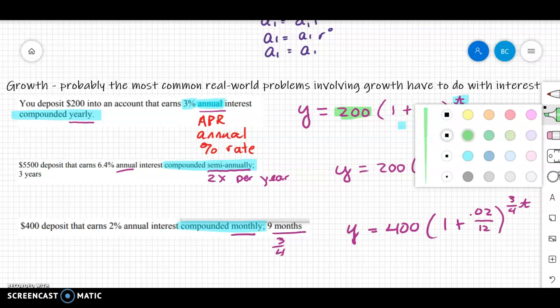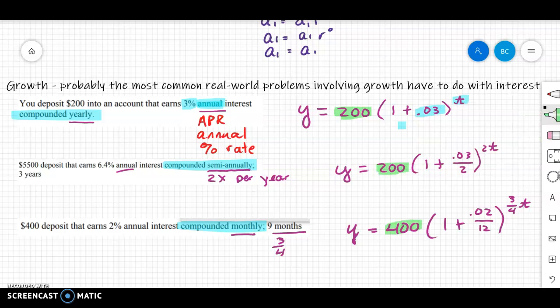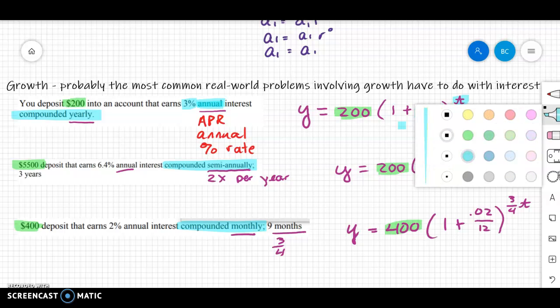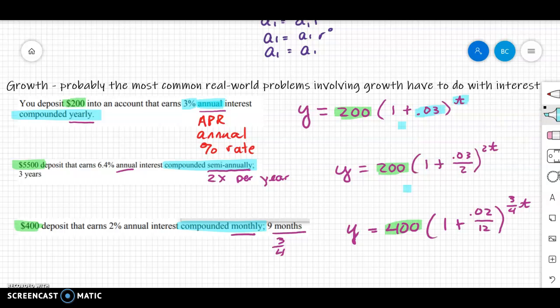So again, we always start with the beginning amount, which I'm just going to highlight right now. This is the amount that we're putting in the bank each time, or again, it could be that we're borrowing. The formula is pretty much the same, except we change it a little bit to account for the fact that it's being compounded more often than once a year.